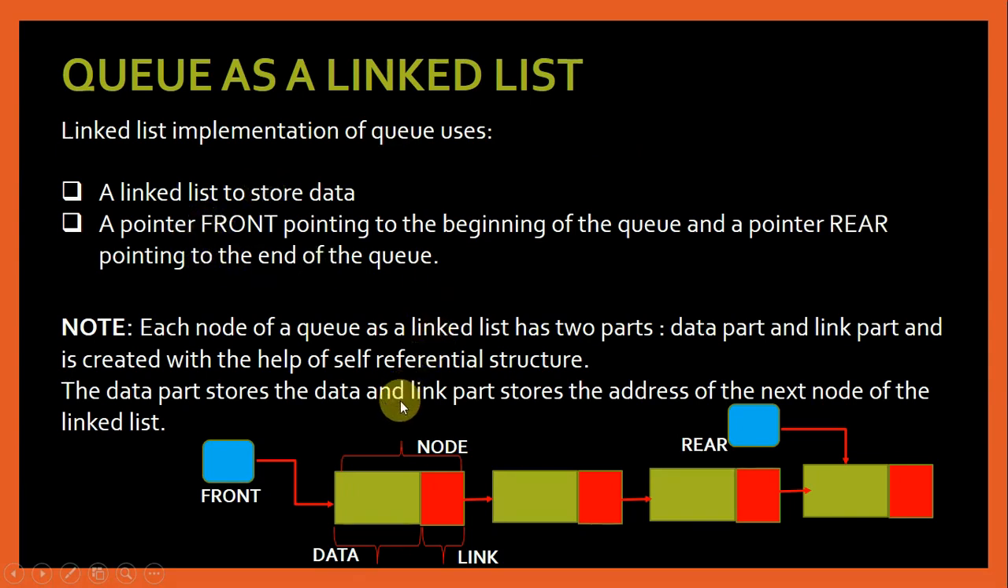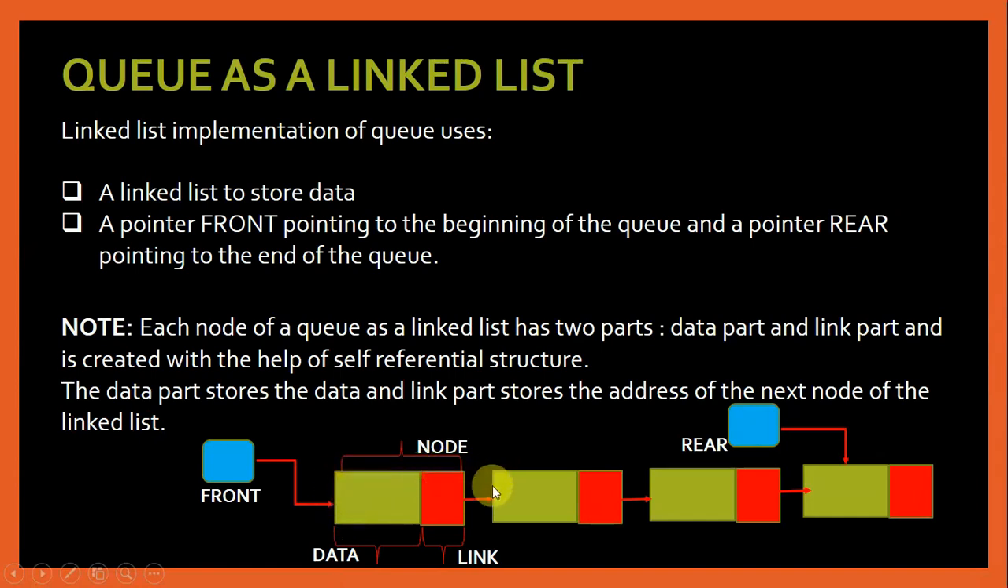So if we look at the memory diagram, you can see here, this is an example of a linked list and this is queue as a linked list in which we can do all the insertions at the rear end of the linked list, and all the deletions can be done from the front end.